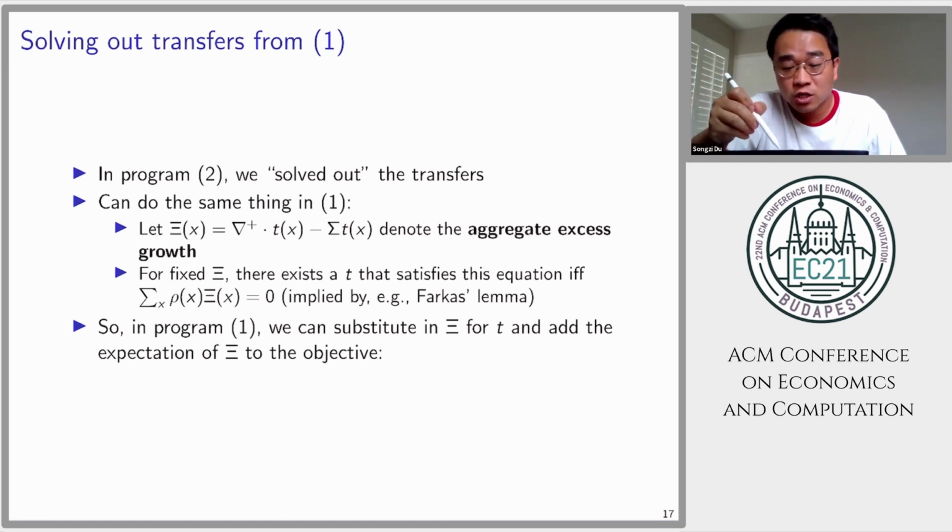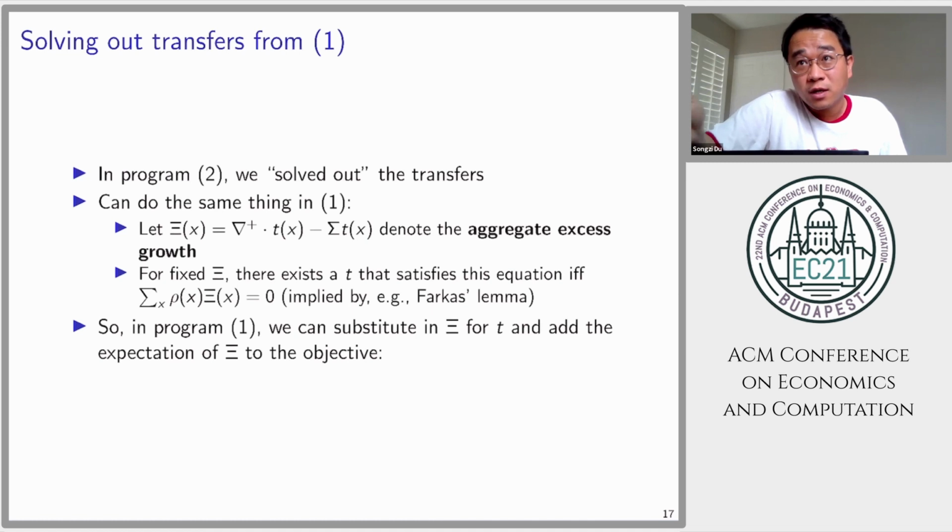Okay, so this is how much the growth is bigger than the transfer. The growth is bigger than the transfer, so we call that the excess growth. And then aggregate just means that we are summing across the bidders. Okay, so the necessary and sufficient condition is that this aggregate excess growth integrates to 0 if we use the censored geometric distribution.